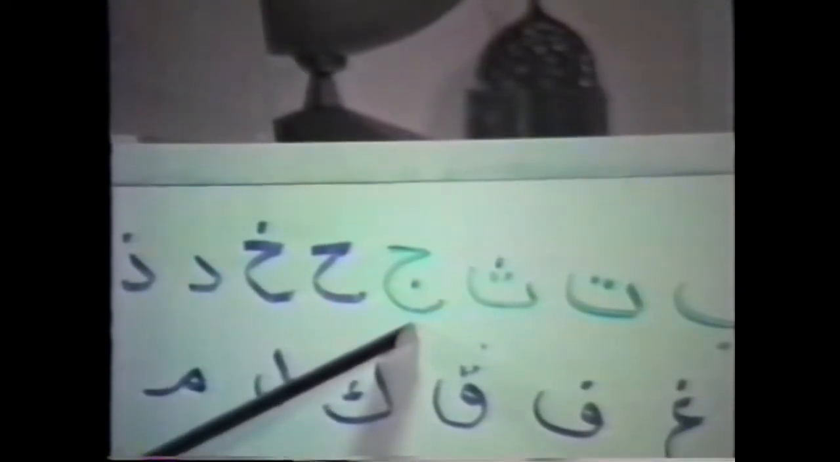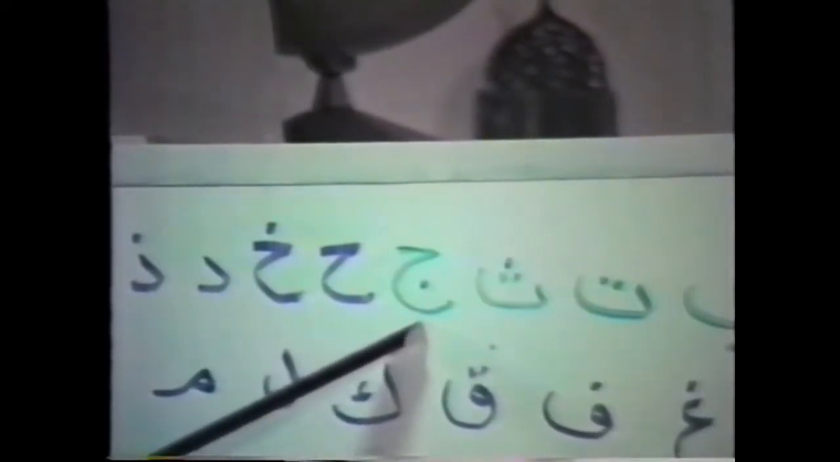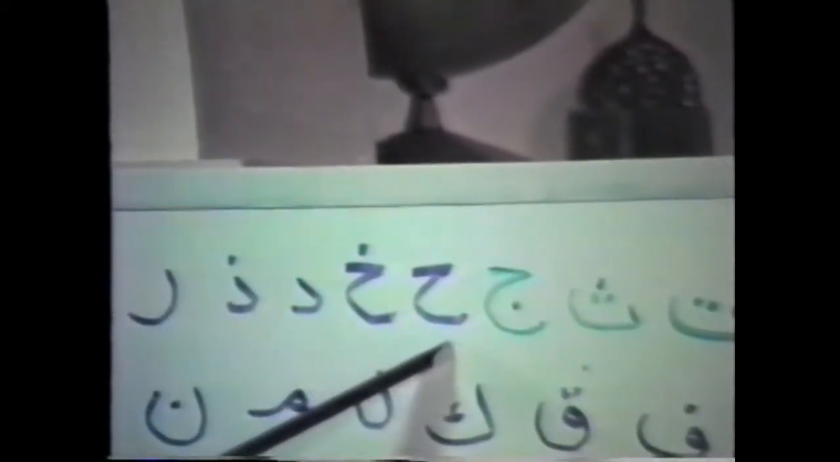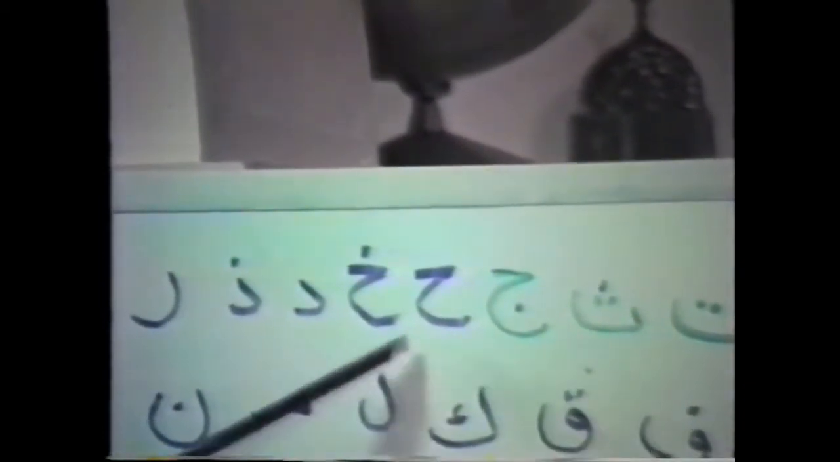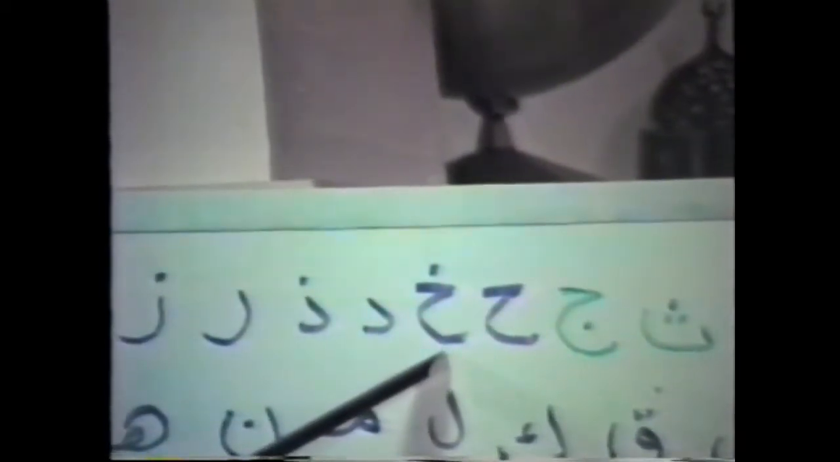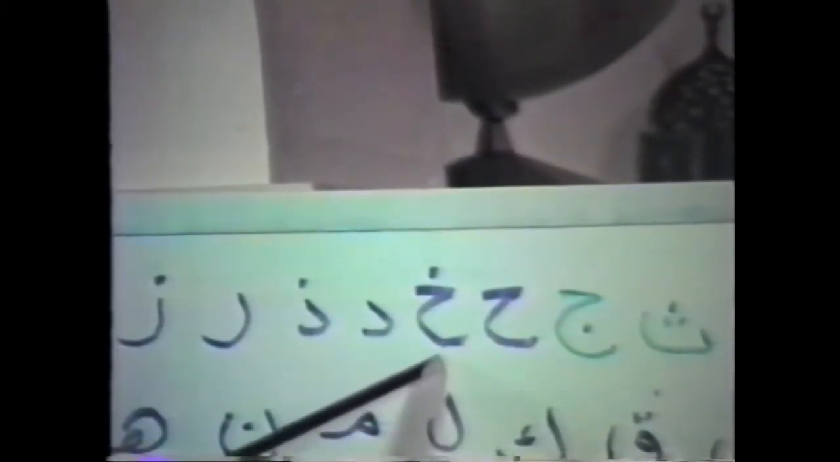This is Tha, TH as in think or through. This is Jim as in G, George or go, or J, like J in John also. This is the letter Ha, a loud whisper, Ha. This is the letter Kha. It is represented in English by KH, Kha.